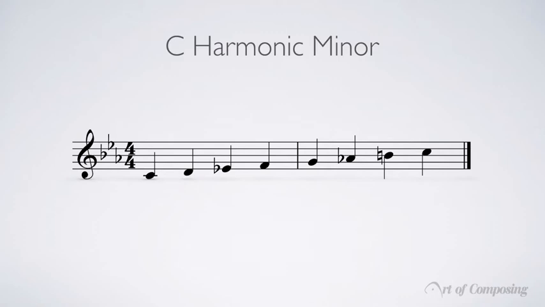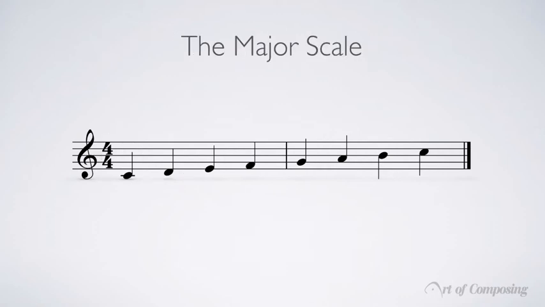Okay, so let's get back to the major scale. The major scale is made up of 7 notes, and then it repeats the first note an octave up at the end. Now, in this case, we're looking at the C major scale. So we have C, D, E, F, G, A, B, and then C. Now, there are a few things that you should know about the major scale which are important for composers.